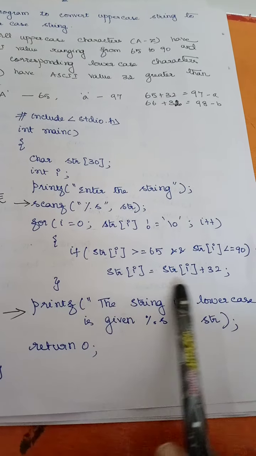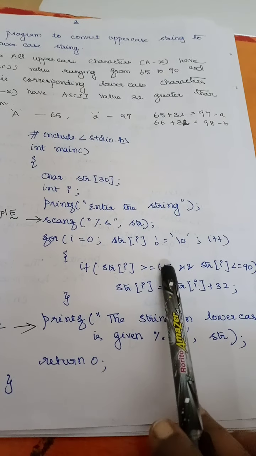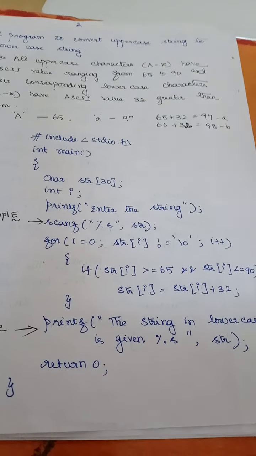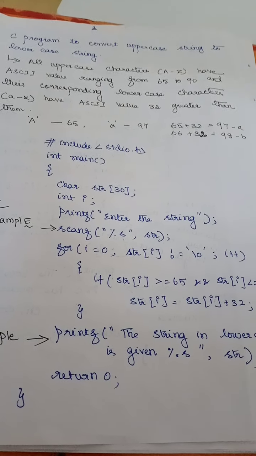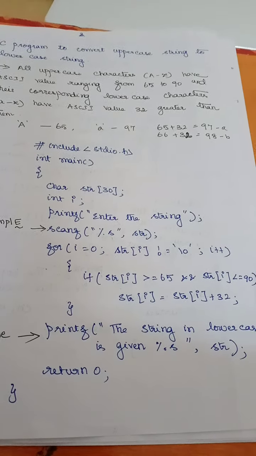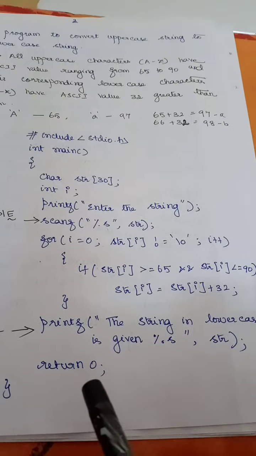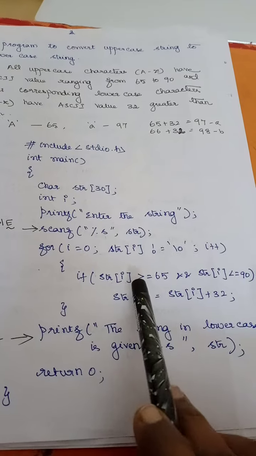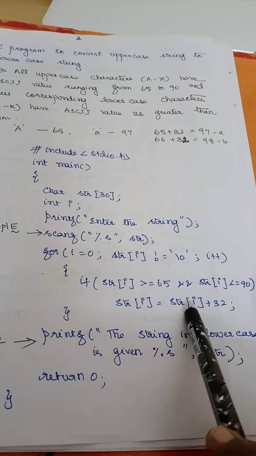So here I am checking whether the character is greater than or equal to 65 and less than or equal to 90. I already told you 65 to 90 are the uppercase letters. When it is in that range, then it is an uppercase letter. Those uppercase letters I need to convert to lowercase letters. The remaining letters I need not convert. So if that is the case, what are we going to do?